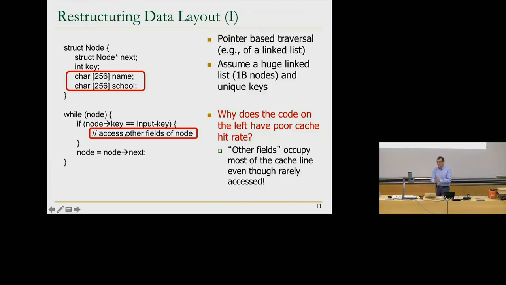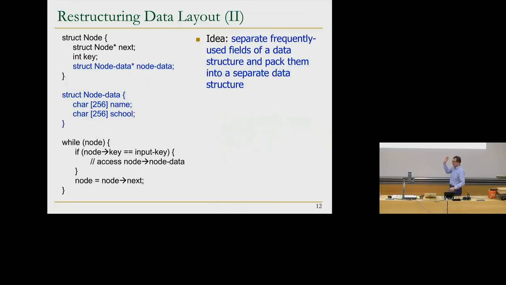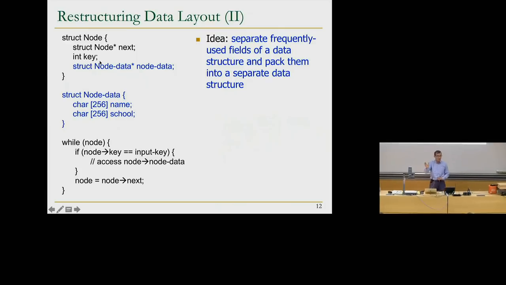So how can you fix this problem? Yes? Say it again? Just have a set containing all the keys and you just check the keys in there. Exactly, so that's the solution. This is one way of doing the solution in C. It may not be the best way, but it's an example way. Basically, what this does is it puts the keys and the next in the same data structure, such that you don't need to bring in this huge amount of data into the cache whenever you access the key and next. But I think his solution is also valid.